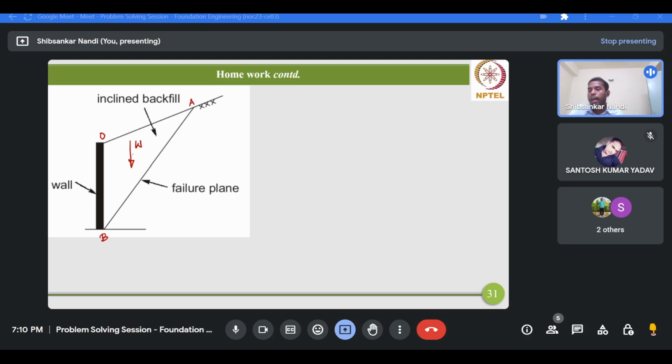So if you consider the passive condition, the wedge will move in the upward direction. Now since the wedge is moving in the upward direction, obviously this cohesive force is a resisting force that will try to resist the movement. So therefore this cohesive force should act in the downward direction. But this is the opposite scenario for active condition. For active condition, this cohesive force will act in the upward direction because the wedge is now moving in the downward direction. So depending on the movement, your cohesive force direction will vary.